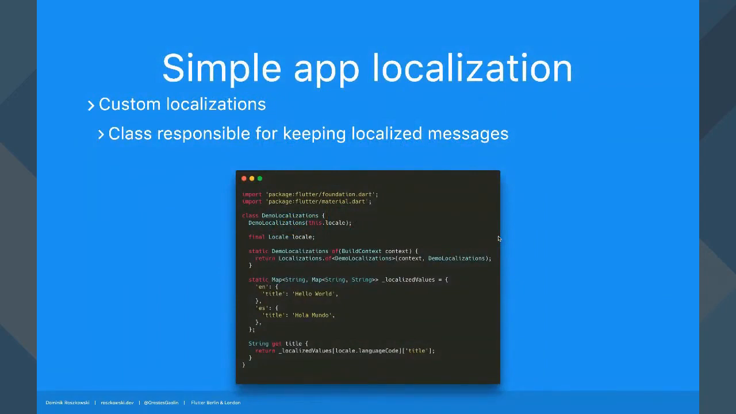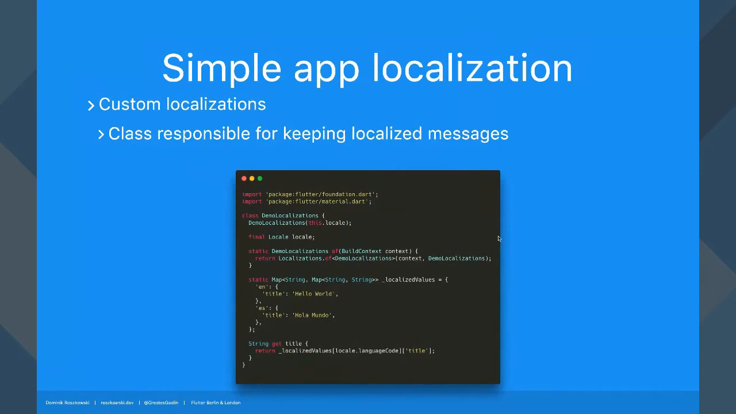So this is fairly simple. You need to write some boilerplate code in order to achieve that. But actually, if you do it for the second or the third time, it's fairly straightforward. So everything is based around localization delegates and widgets called localization. So firstly, you need to create a class called, let's say, in this case, demo localization.